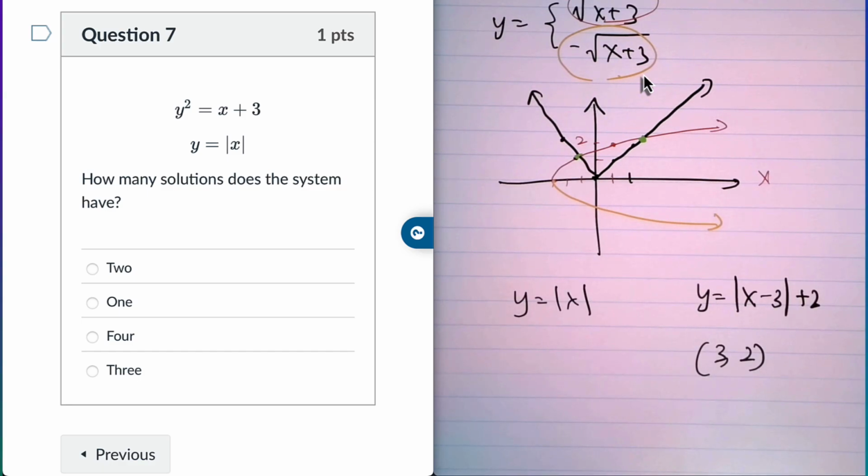Okay? So hope this helped and refreshed your math. And in this particular problem, we got 2 solutions.